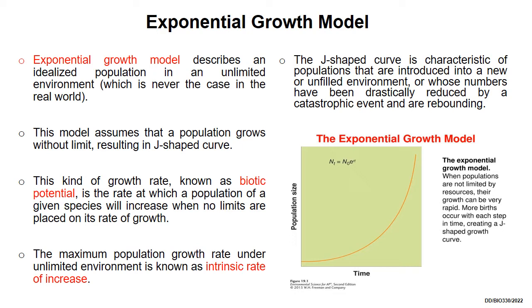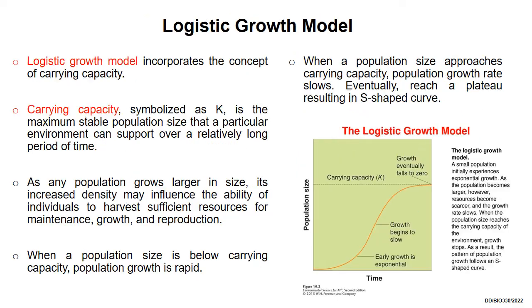So again, I'm explaining the exponential growth model. It occurs when a population is not limited by resources. Their growth can be very rapid from the beginning, with more births occurring with each step in time, so it creates a J-shaped growth curve. In contrast, the logistic growth model incorporates the concept of carrying capacity.